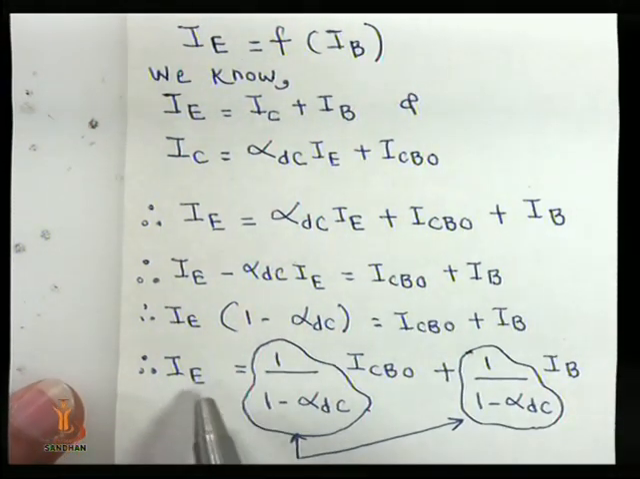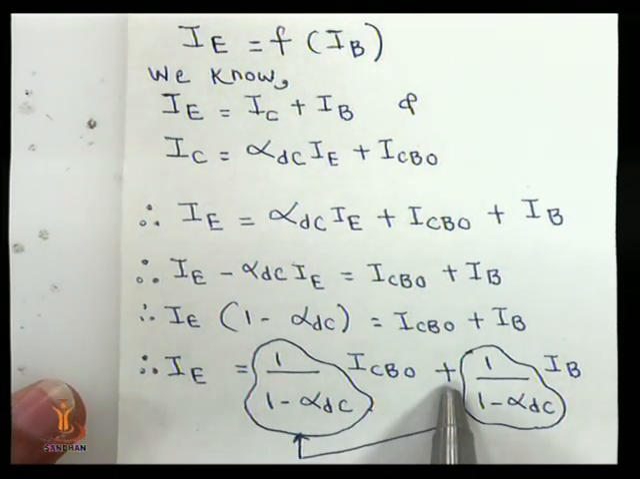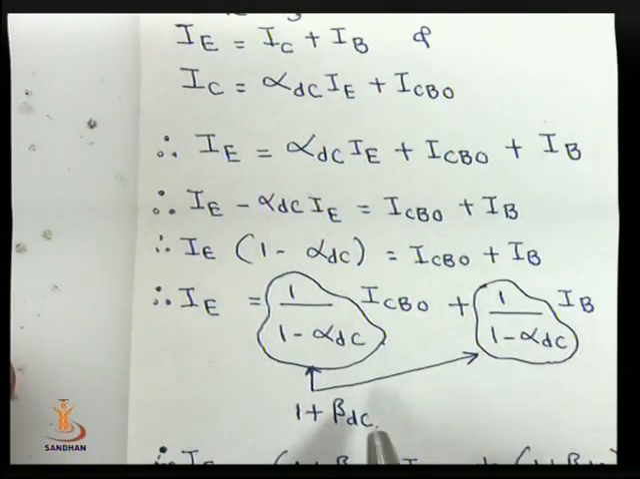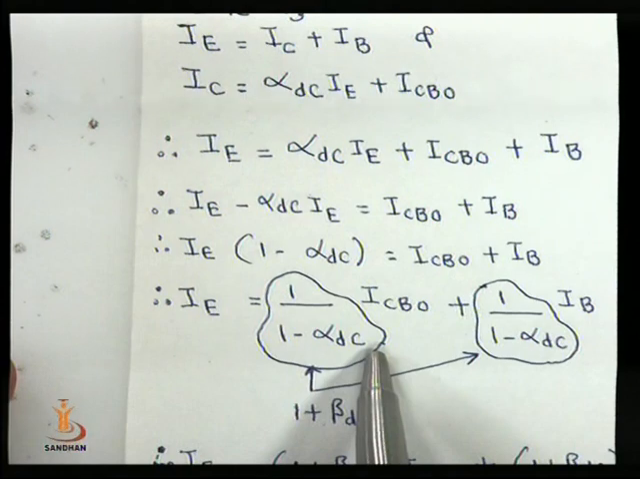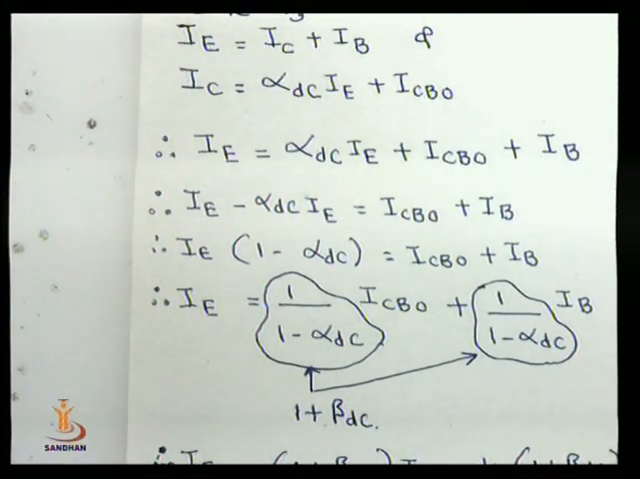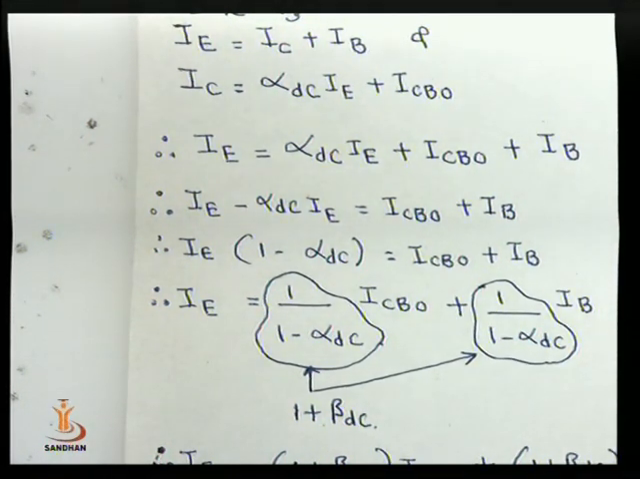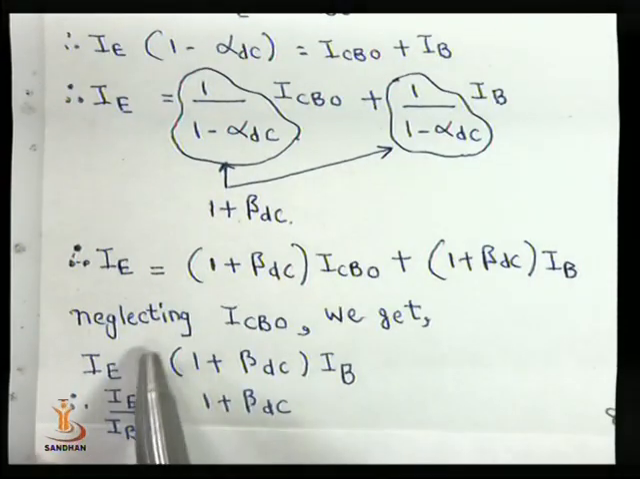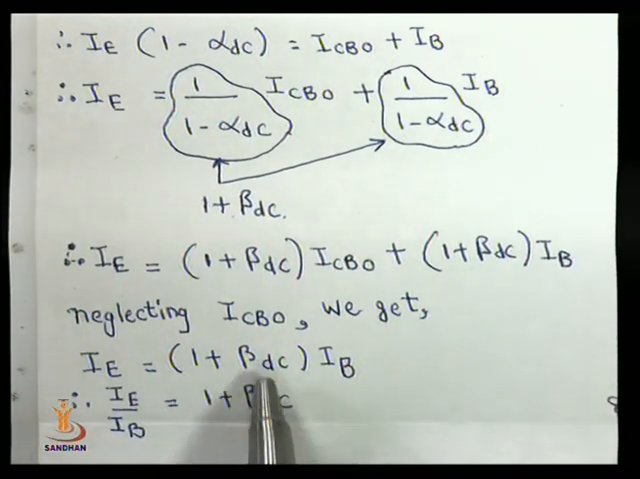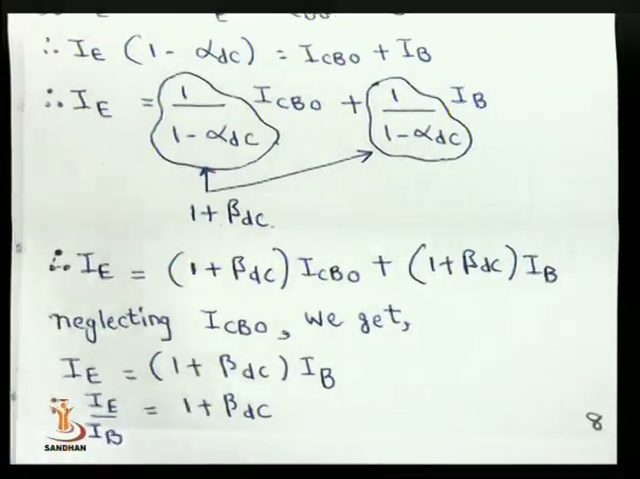Making the equation for IE, it is 1 upon 1 minus alpha DC into ICBO plus 1 upon 1 minus alpha DC into IB. But basically 1 upon 1 minus alpha DC is 1 plus beta DC. So we can say IE equals 1 plus beta DC into ICBO plus 1 plus beta DC into IB. Neglecting the value of ICBO, we get IE equals 1 plus beta DC into IB, so IE upon IB equals 1 plus beta DC.